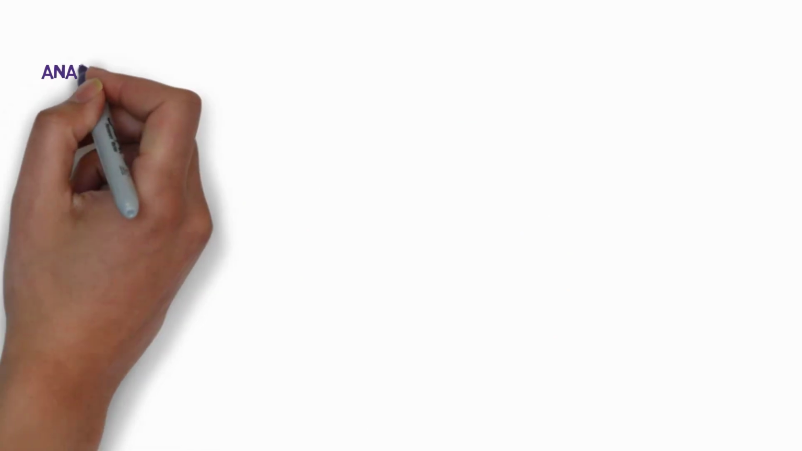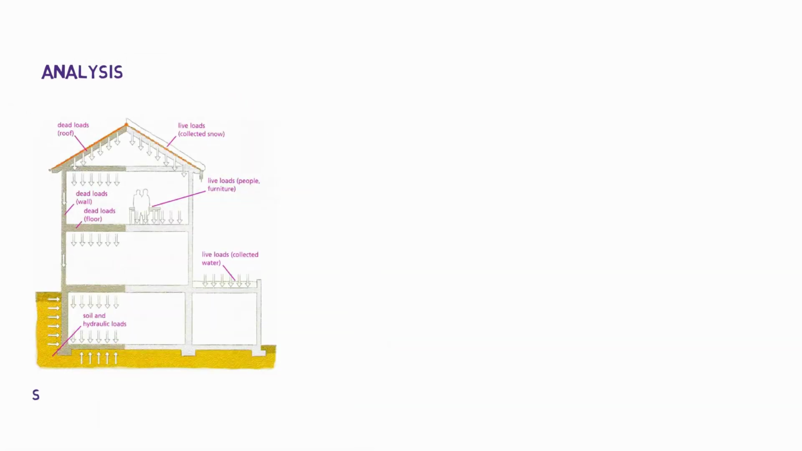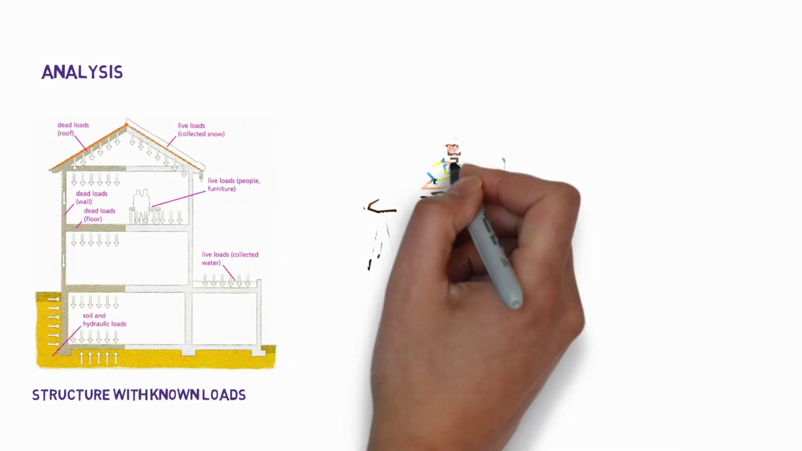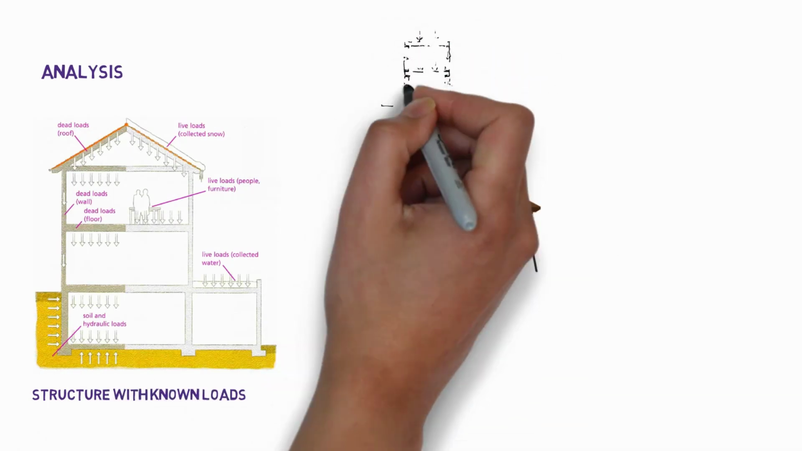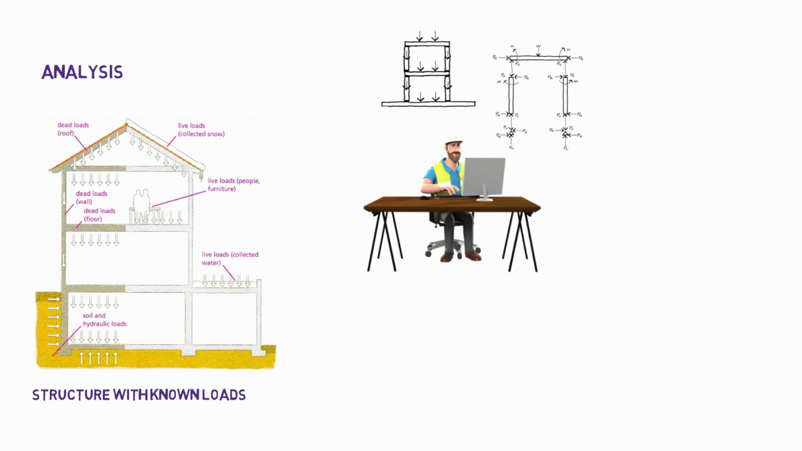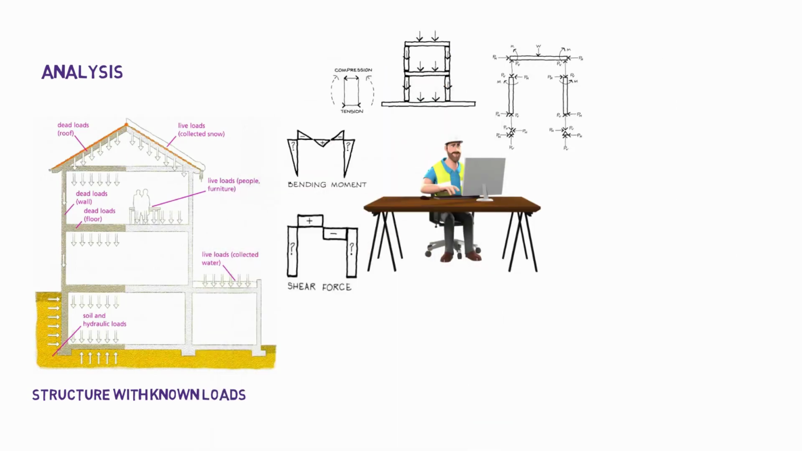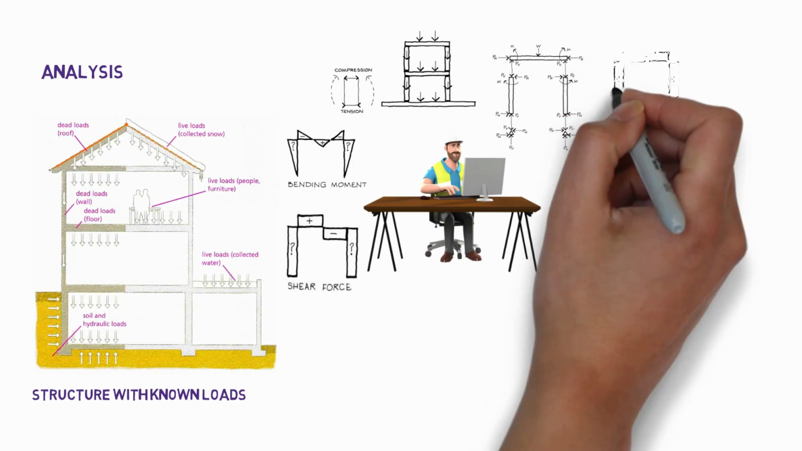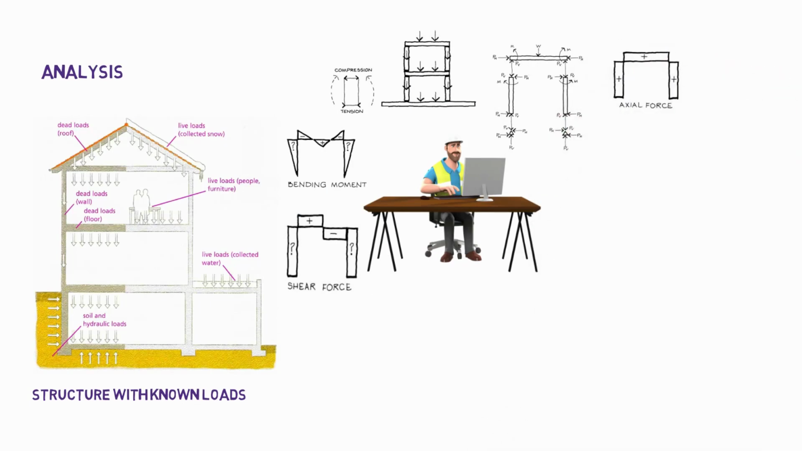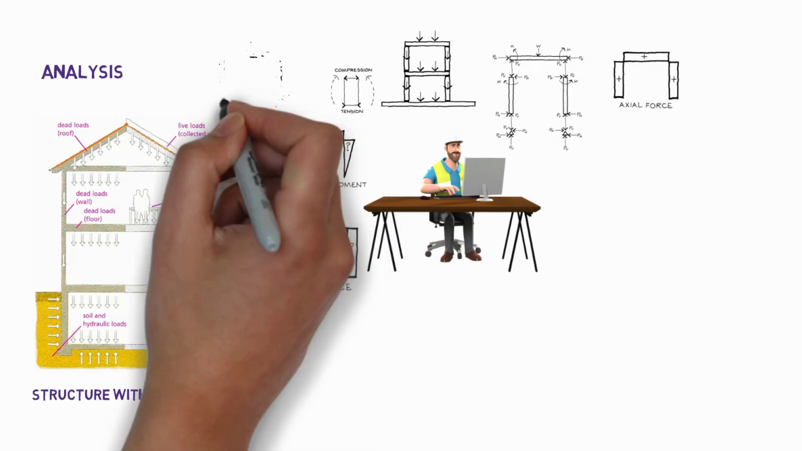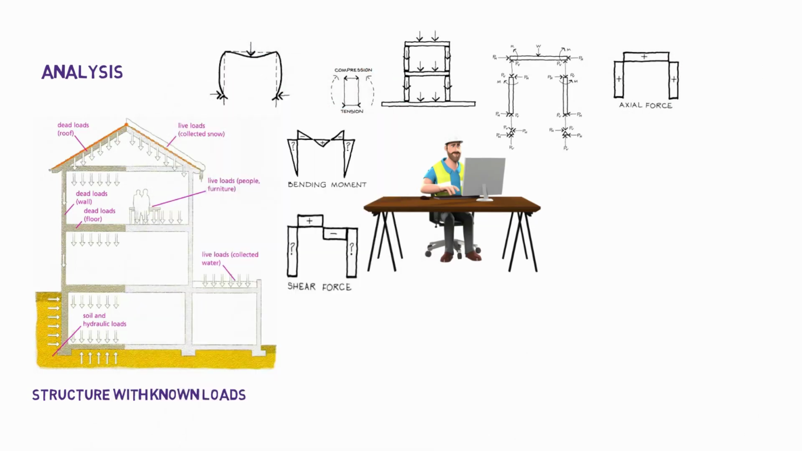The word analysis is generally taken to mean the process whereby a particular structure, with known loads, is investigated to determine the distribution of forces throughout the various members that make up that structure. Also, it includes determining the distribution of stresses within individual members, which result from the forces imposed on them. Finally, it covers the calculation of deflections. In other words, how far the structure will move under a particular set of loads.